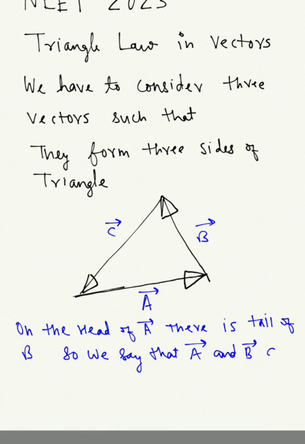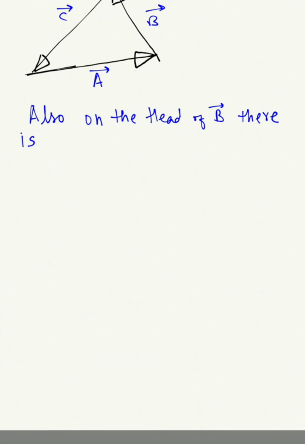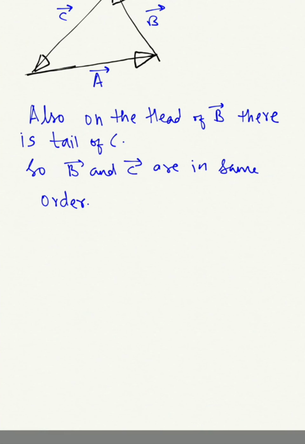So we say that A and B are in the same order. Also, on the head of B, there is the tail of C. So B and C are in the same order. So here all three vectors are in the same order. So we can write A vector plus B vector plus C vector is equal to 0.